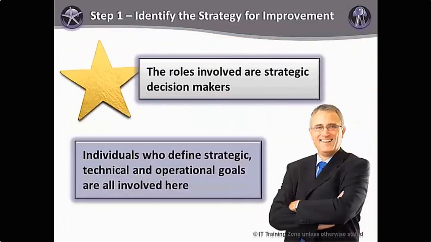Step 1 is to identify the strategy for improvement. The roles involved here will be strategic decision makers who are involved in the creation of a business vision. They also need to understand how IT supports the business vision. Individuals who define strategic, technical, and operational goals are all involved here.